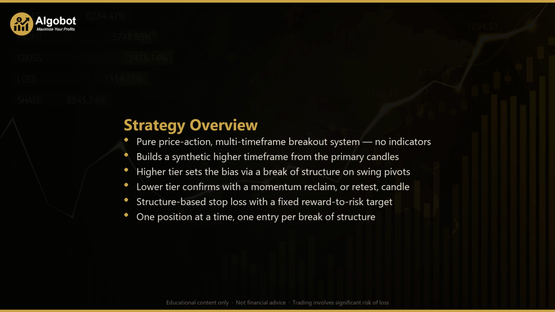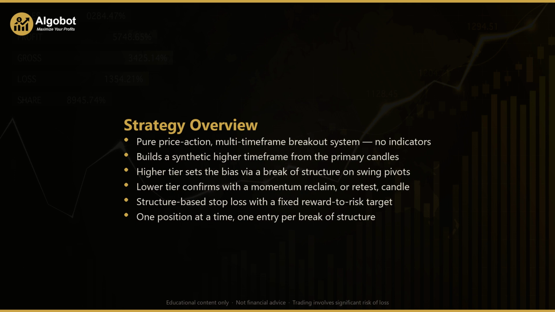The second tier is the lower time frame, which is your primary chart. Here the strategy waits patiently for confirmation. It looks for a momentum candle that pushes through the previous bar's extreme in the direction of the bias, while still holding on the correct side of that broken level. That behavior is the reclaim or retest that gives the strategy its name.